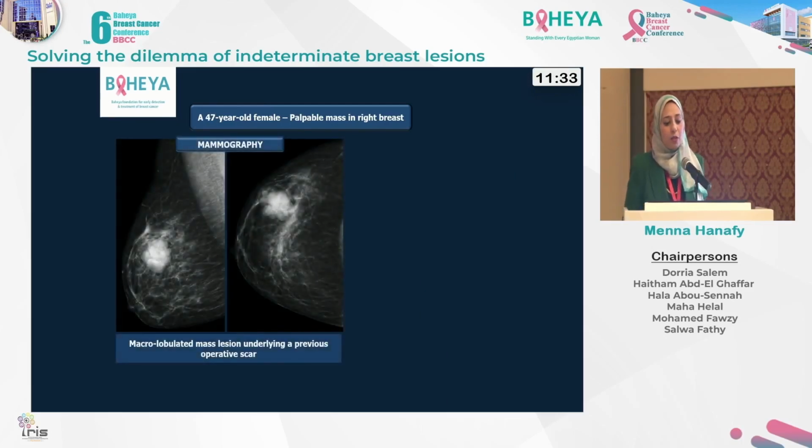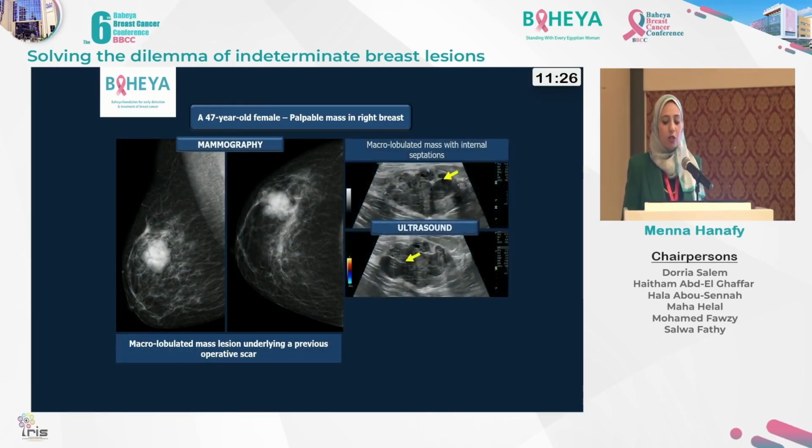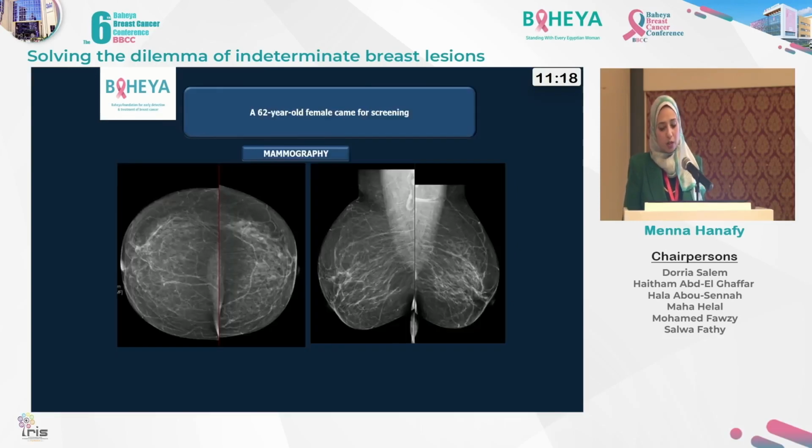A 47-year-old female patient presented with palpable mass in right breast. Her mammography revealed microlobulated mass lesion and ultrasound revealed macrolobulated mass lesion with internal septations. Biopsy was recommended and it was complex fibroadenoma with DCIS.